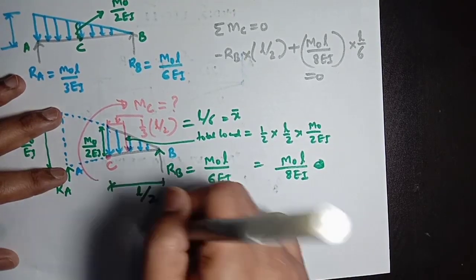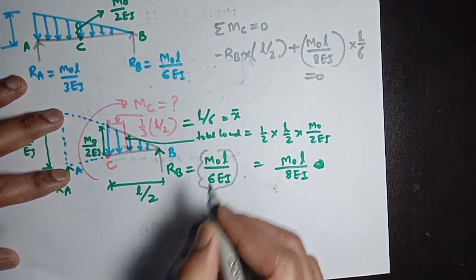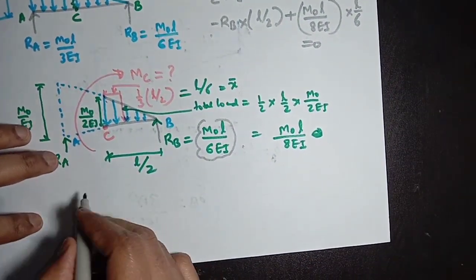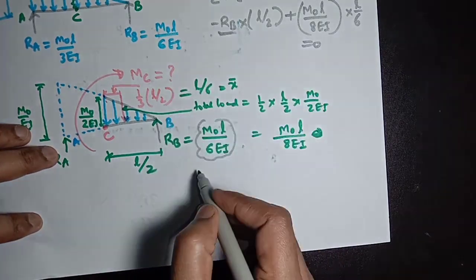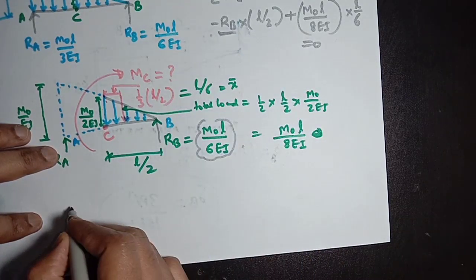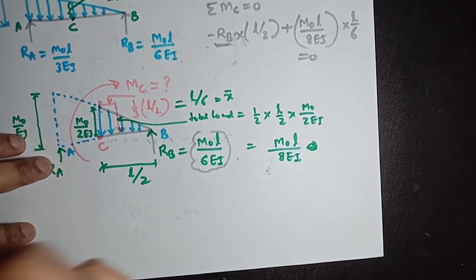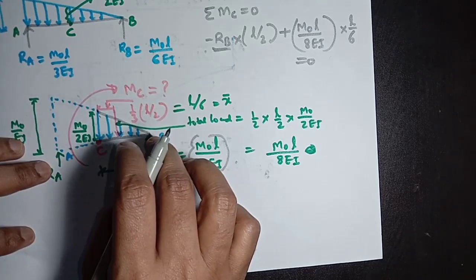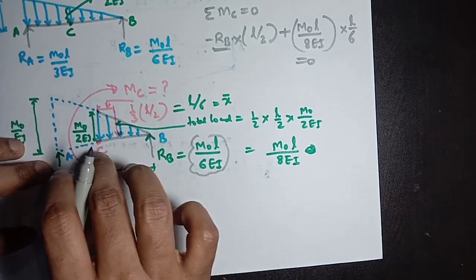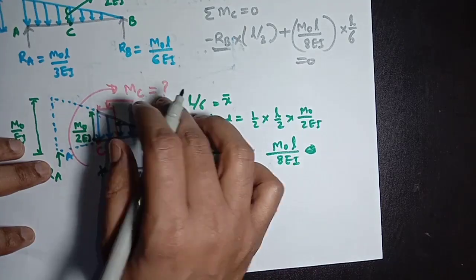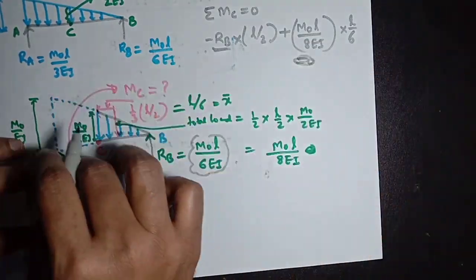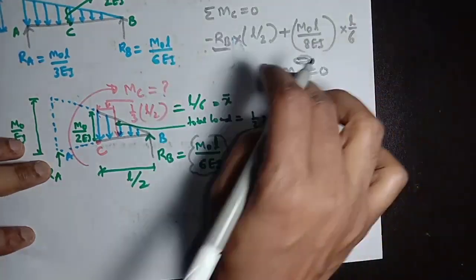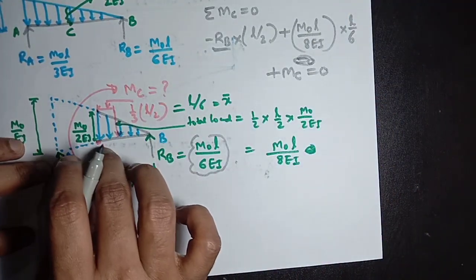But RB is equal to M0L divided by 6 EI. So we are extending this equation here. In place of RB we can put here M0L divided by 6 EI. Then we can write here, there is another moment MC which is acting in clockwise direction. There is another moment MC which is our object of analysis. As it is acting in clockwise direction, it will be MC, then it will be 0. This is the complete equation for calculating bending moment at point C.